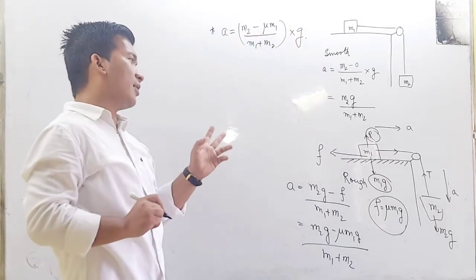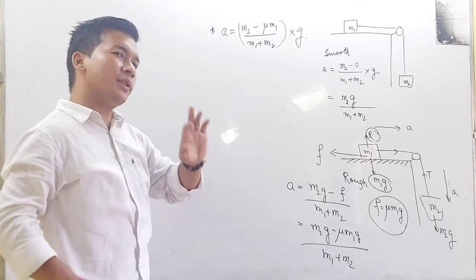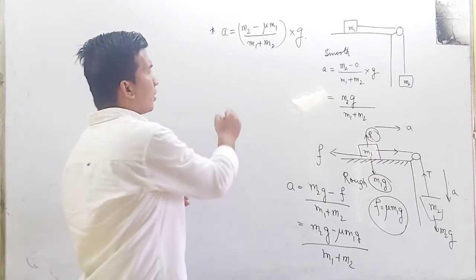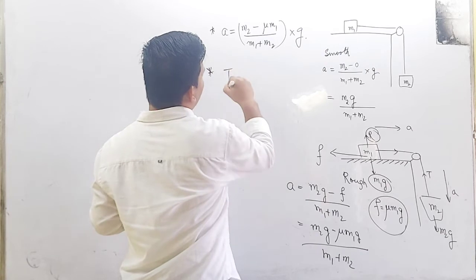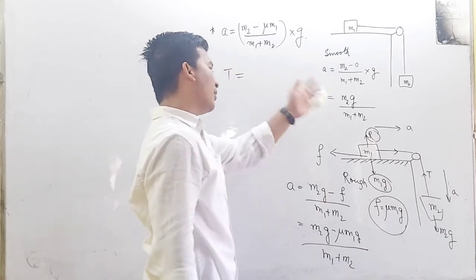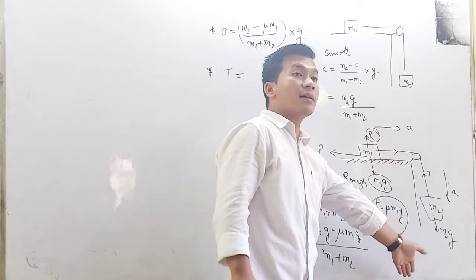Now, in this system, how to find out the tension here. Tension for both cases. M2 is descending.